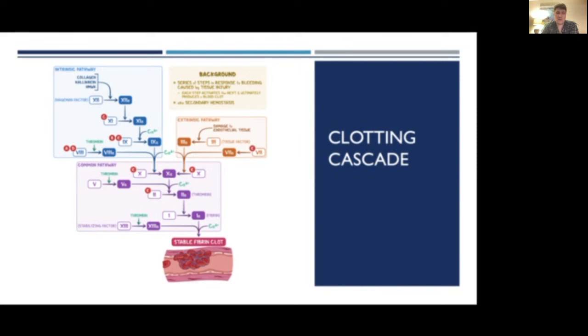Very rarely do you have a person who doesn't produce much factor 7, because inherited bleeding disorders due to low factor 7 levels are almost universally recessive and confined to very small areas of the world. So it's very rare to encounter a congenital inherited factor 7 deficiency. So when you've got an extrinsic pathway defect, it's almost certainly going to be a medication or a situation that the patient's in.